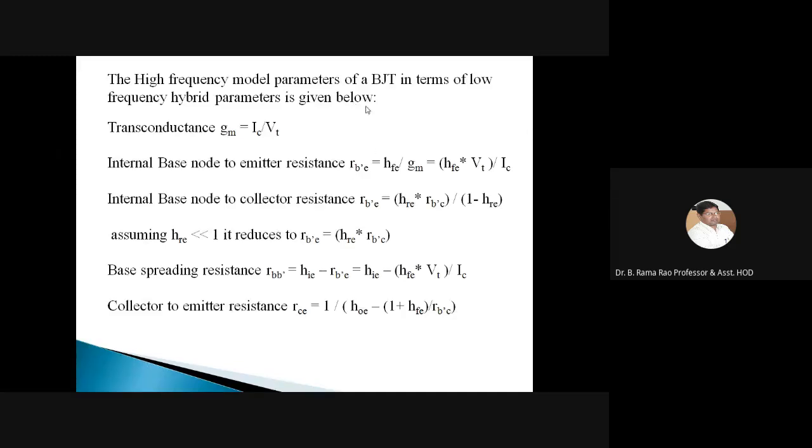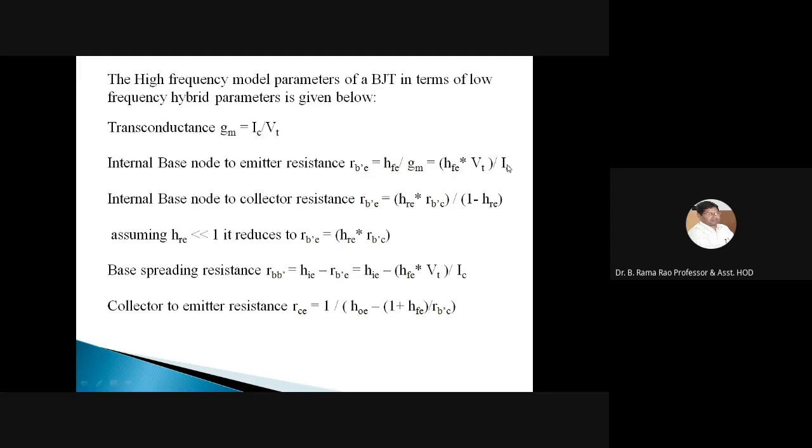So the next one is base emitter resistance. This base emitter resistance is nothing but RB dash E. RB dash E is nothing but HFE into VT by IC. If you observe this, the value of RB dash E is directly proportional to VT, and inversely proportional to IC.